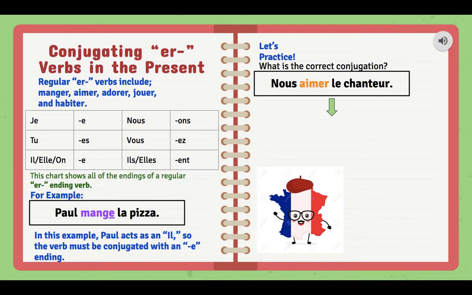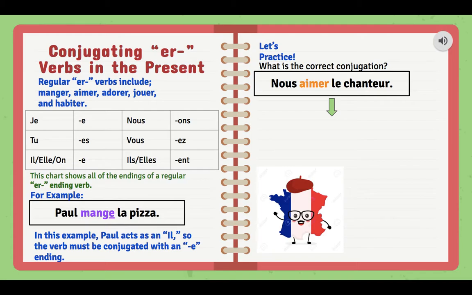If the subject is nous, the verb should end with ons. If the subject is vous, the verb should end with ez. And if the subject is ils or elles, the verb should end with ent. This chart shows all of the endings of a regular ER ending verb.